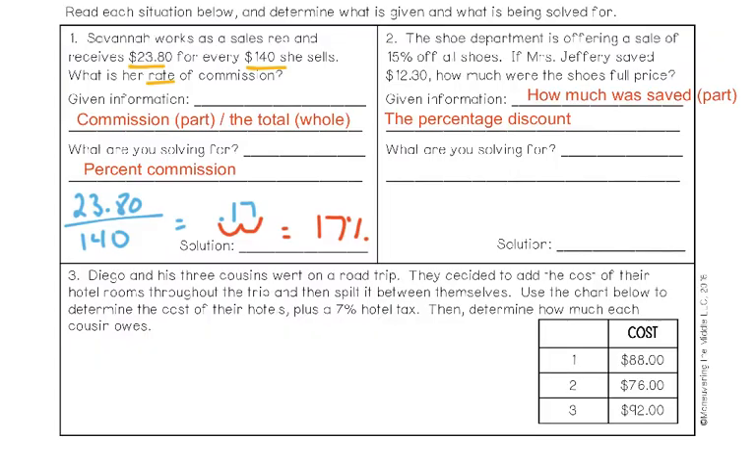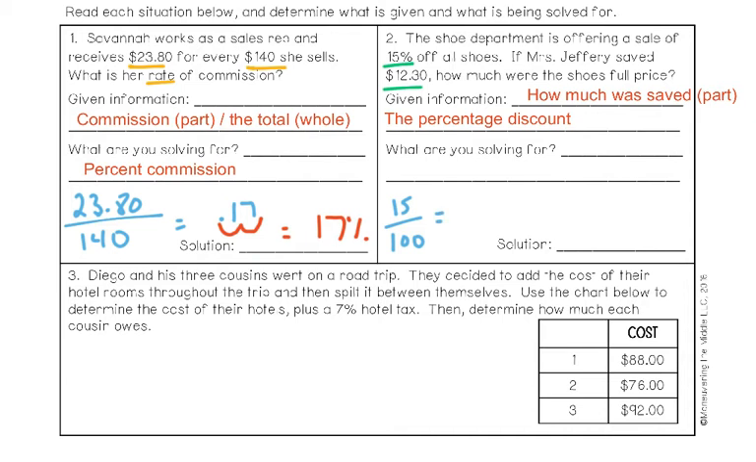So it's a little bit different than number one, because number two is just a little bit harder. On number two, it says the shoe department's offering the sale of 15% off shoes. And if Miss Jeffrey saves $12.30, how much were the shoes' full price? So you're given the percent discount, 15 out of 100, and you're given the part that was saved, the part to the whole. So we're going to set up a proportion.